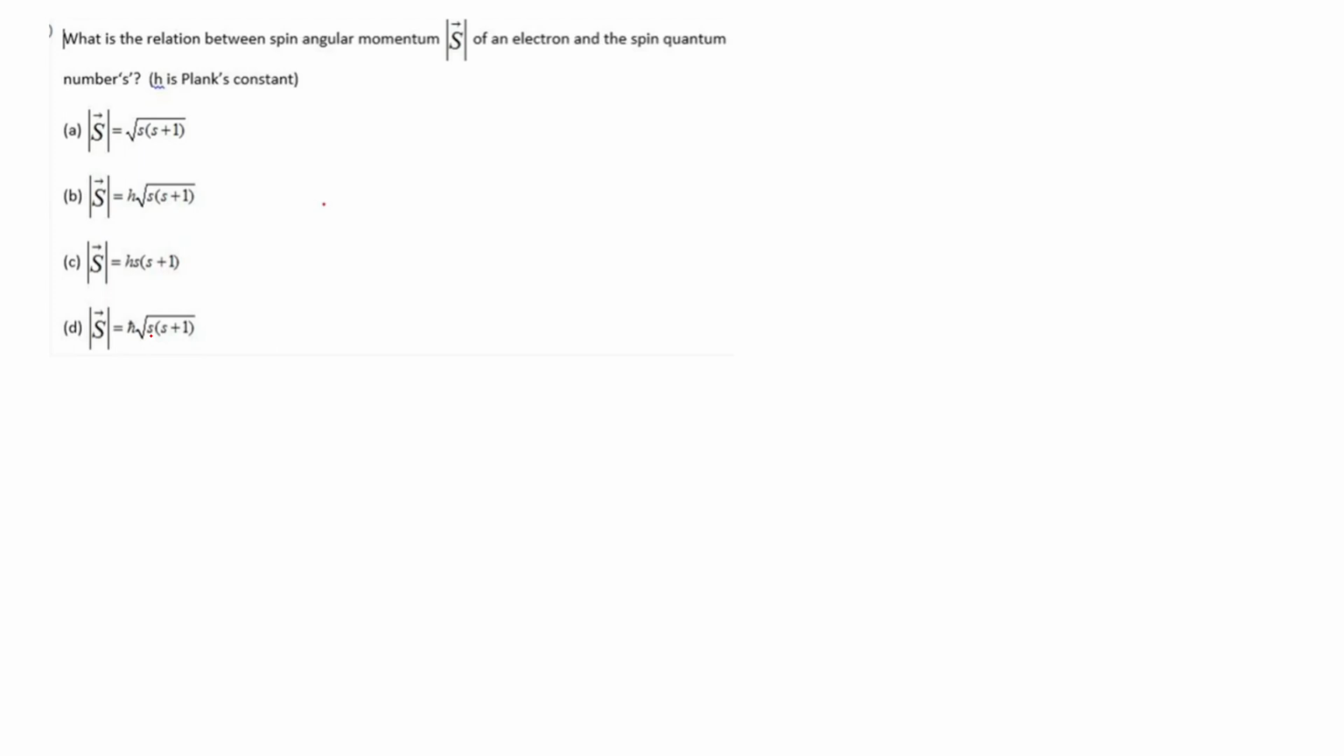Okay, so if you see this, we already know about the angular momentum, and there are two kinds of angular momentum, L and S. S is the spin angular momentum, and the answer is h cross into root of s into s plus 1. So it's a straightforward answer. Okay, so this will be the answer.